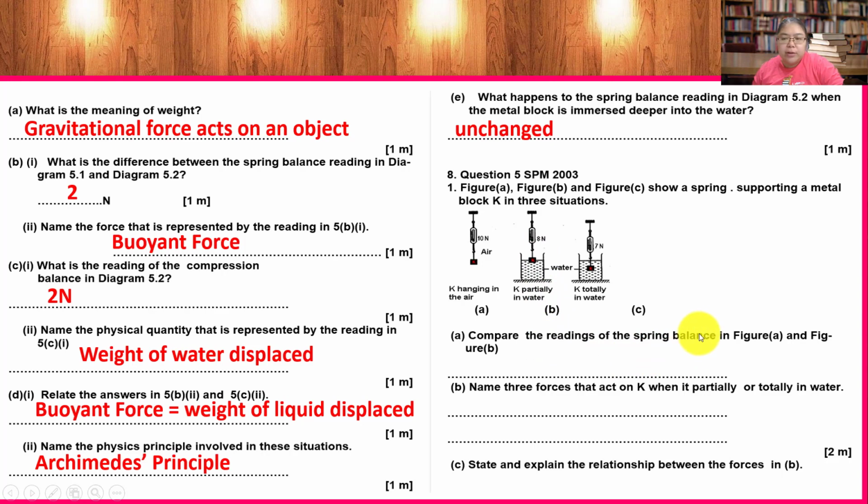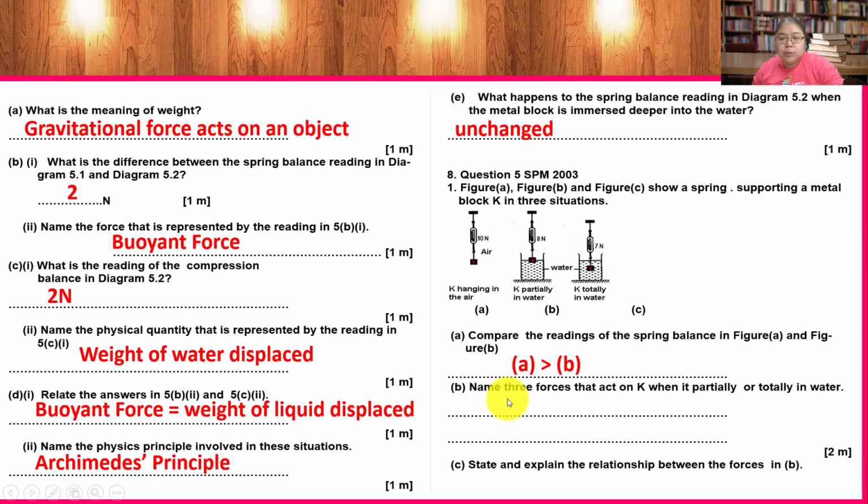Compare the reading of the spring balance A and also B. Sure, A is bigger. So we answer, okay, A is bigger than B. So remember, don't write the symbol like this. You need to write a full sentence. Okay, maybe they will cut your marks.